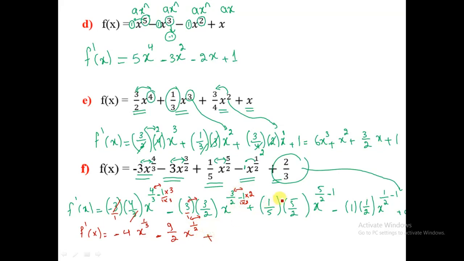Plus, here we can cancel 5 by 5 and we will have half multiplied by x to the power. We make a common denominator, multiply here by 2 and here by 2. 5 minus 2 is 3 over 2. Minus 1 times half is half x to the power. We make a common denominator. Here we multiply by 2 and here we multiply by 2. 1 minus 2 is minus 1 over 2, and the 0 is removed.